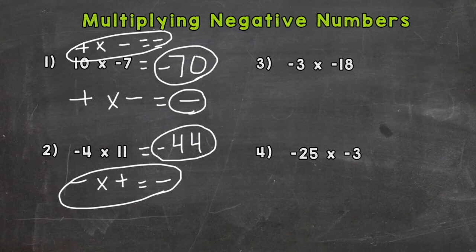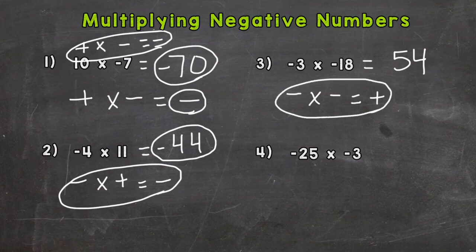Let's take a look at number 3 where we have a negative times a negative. So we need to do 3 times 18 first, which gives us 54. Now, when we have a negative times a negative, it's much like a positive times a positive. We have the same sign for both numbers, and it's actually going to give us a positive answer. So our answer is 54 for number 3.